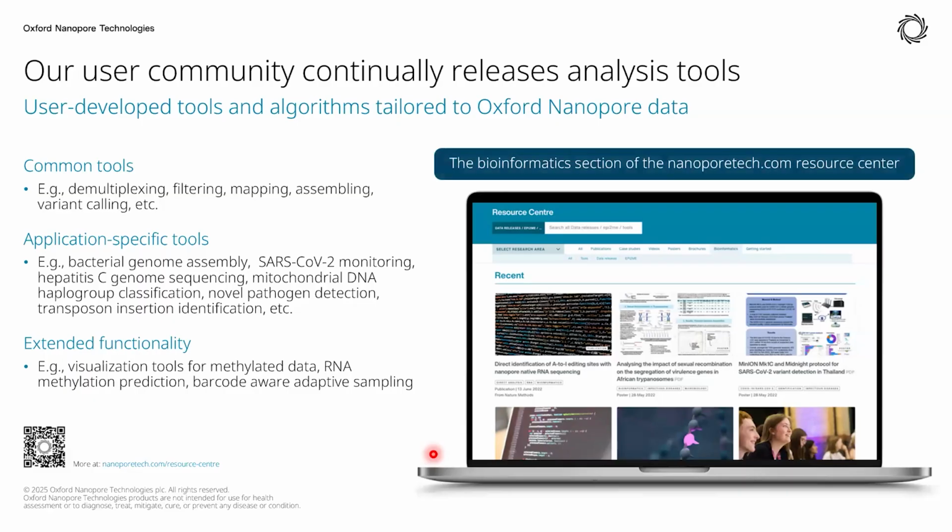If you go to our resource center, there's a link there at the bottom of the slide. You can find information about community developed tools, workflows, pipelines, research papers. These are all on our website and can be really useful when you want to see what other people have done in your field using our devices for different applications. So it's always a great place to stop by and find some of the latest research.